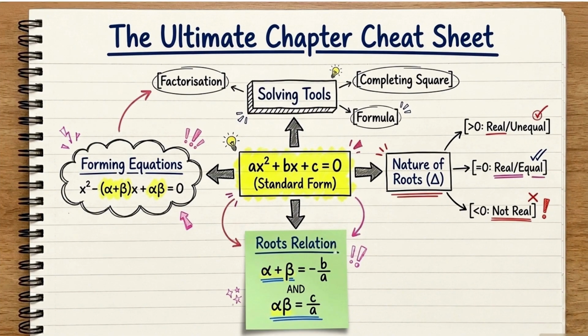12. The ultimate chapter cheat sheet. Standard form, ax squared plus bx plus c is equal to 0. Solving tools, factorization, completing square, formula. Forming equations, x squared minus, alpha plus beta, x plus alpha beta is equal to 0. Nature of roots, delta greater than 0, real and unequal, is equal to 0, real and equal, less than 0, not real. Roots relation, alpha plus beta is equal to minus b by a, alpha beta is equal to c by a.